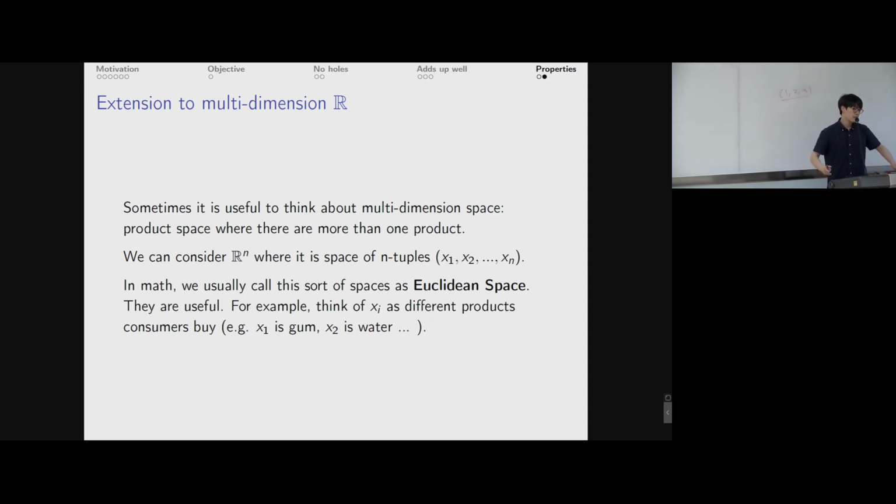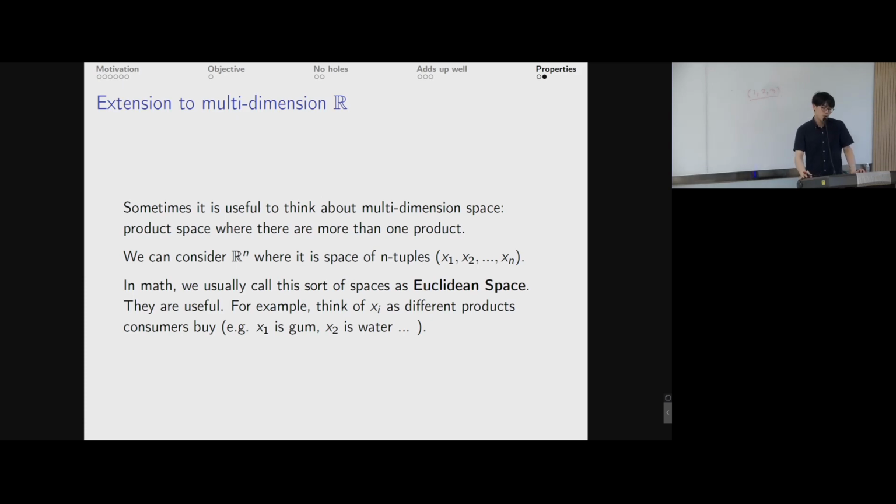So it's sometimes very useful to think about number systems in multiple dimensions. For example, in economics, you can think about a product space where there are more than one product. I put some example here. We can consider R^n space, where it is basically a space of n-tuples like x1, x2 to xn. In math, we usually call these sorts of spaces Euclidean spaces.